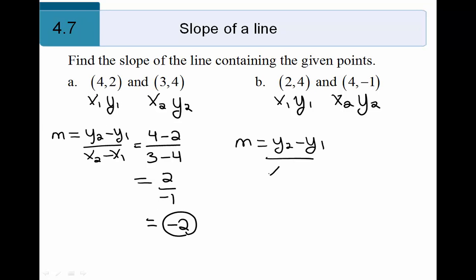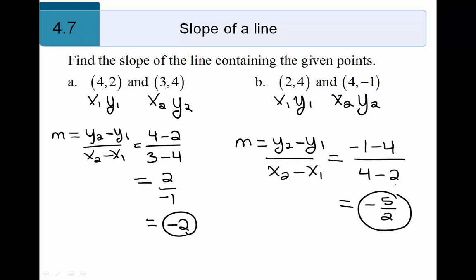And also by rewriting the formula over and over, it helps you to remember it. -1 minus 4 divided by 4 minus 2 equals -5 halves. So that line would have a slope of -5 halves.